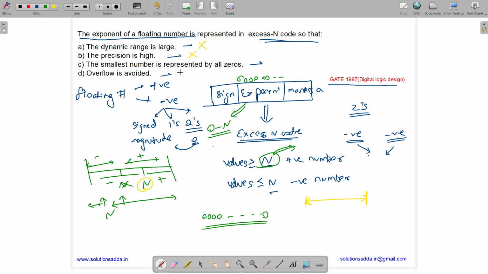The fourth option is overflow is avoided. No, it's not related to overflow. And the third option is the smallest number is represented by all zeros. Yes, we have seen that in excess code the smallest number can be represented by all zeros, which makes the calculation easy. We can directly compare two numbers. So option C is correct.